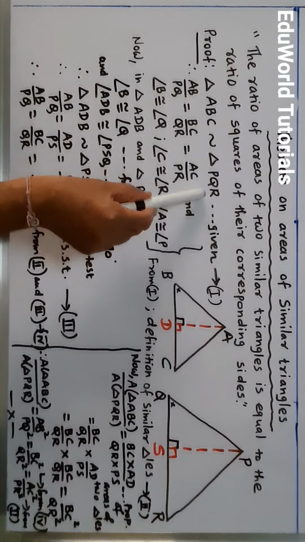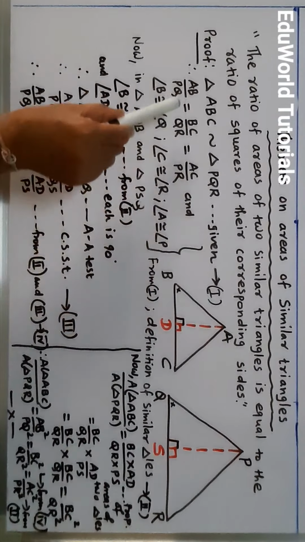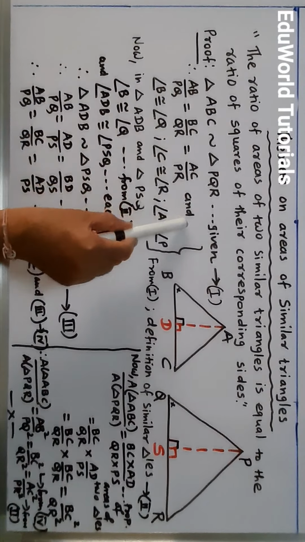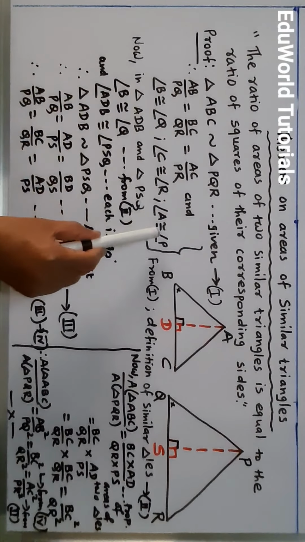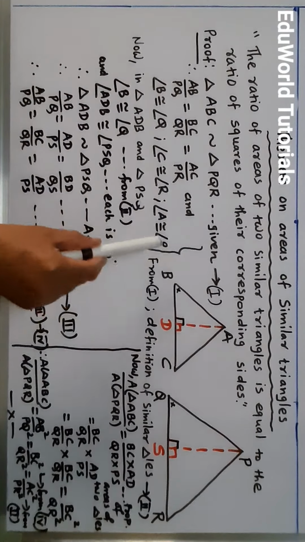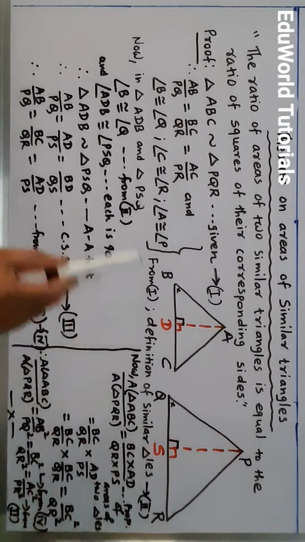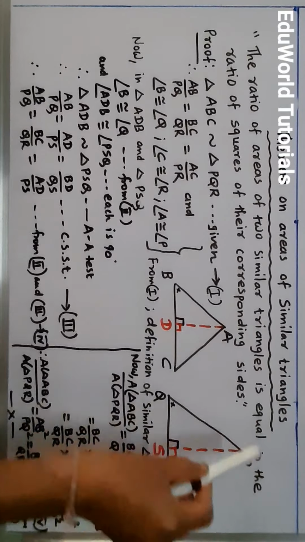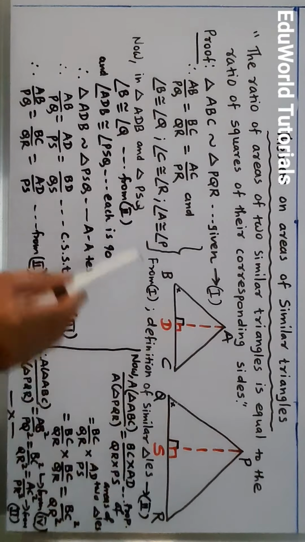Triangle ABC and triangle PQR are similar, given. As per the definition of similar triangles, their corresponding sides are in the same proportion and corresponding angles are congruent. Result number 1, this is 1, this is 2. Now we prove triangle ADB similar to triangle PSQ by the AA test, the angle test.